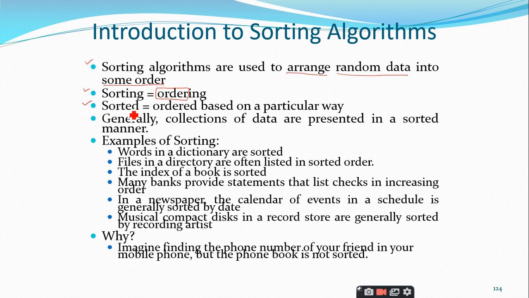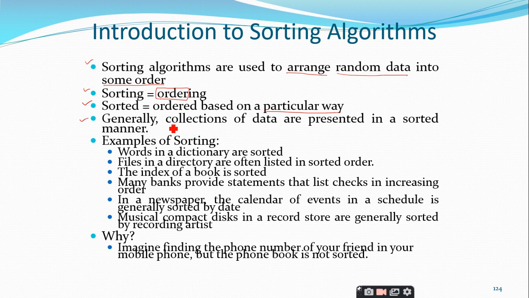So how are they being sorted? The elements are sorted in a particular way. There is some mechanism, whether it is in ascending order or descending order, or in the case of alphabets or strings, you will be arranging them in dictionary order.